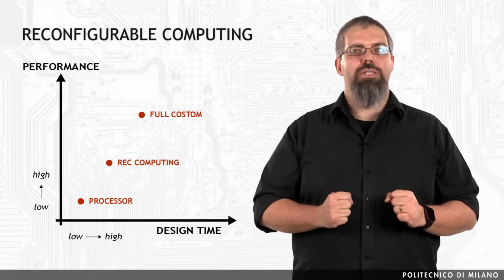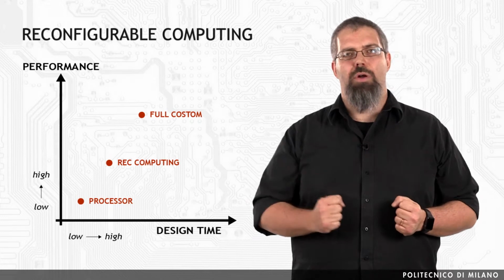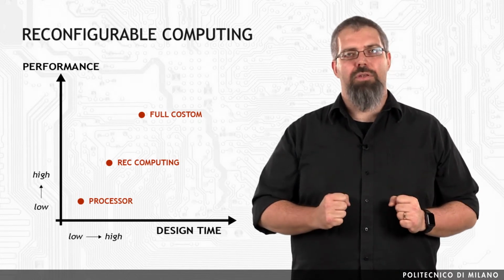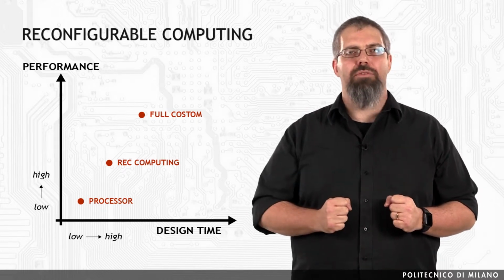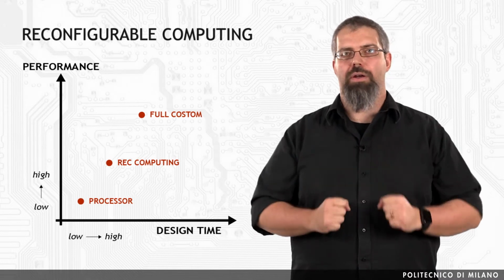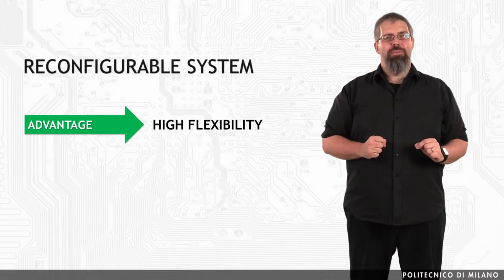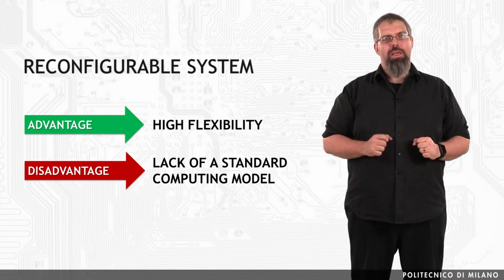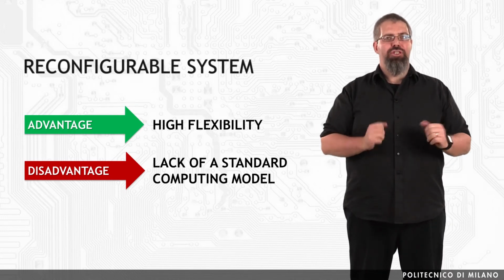Further, the performance of a reconfigurable system is better than general-purpose systems, and the cost is smaller than that of an ASIC. Only recently, the power consumption of reconfigurable systems has been improved such that it is now either comparable with an ASIC or even smaller. The main advantage of a reconfigurable system is its high flexibility, while its main disadvantage is the lack of a standard computing model. The design effort in terms of non-recurring engineering cost is between that of a general-purpose processor and an ASIC.